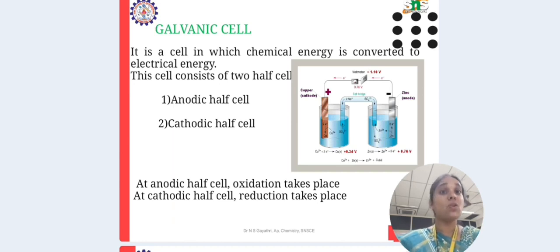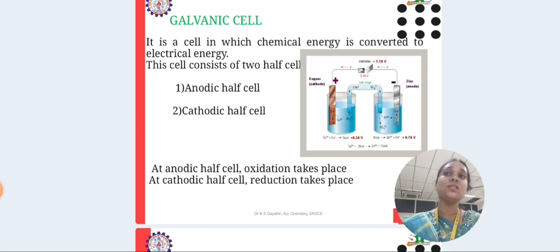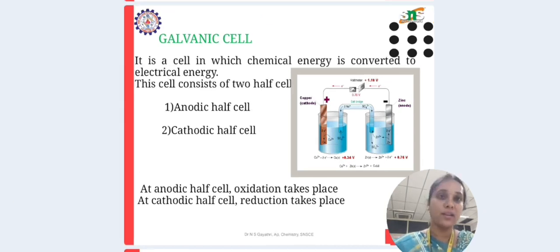Galvanic cell. It is also called an electrochemical cell. We have already said electrochemistry has two conversions. The first conversion is chemical energy converted to electrical energy, and the second conversion is electrical energy converted to chemical energy. The best example for the first conversion is the galvanic cell, in which chemical energy is converted to electrical energy.